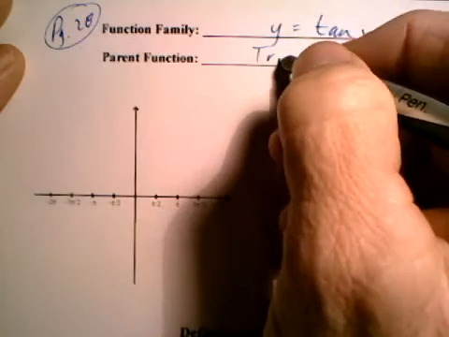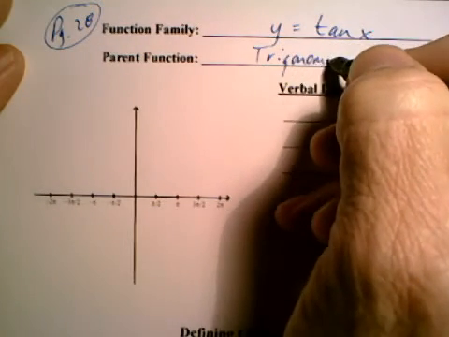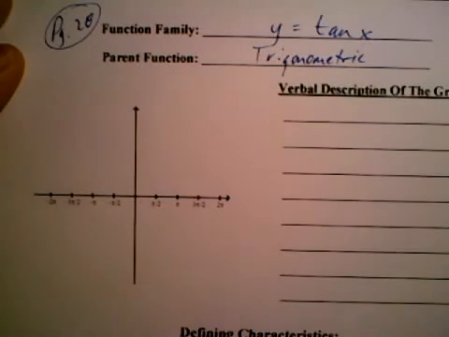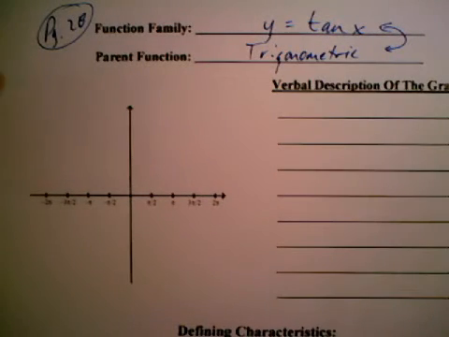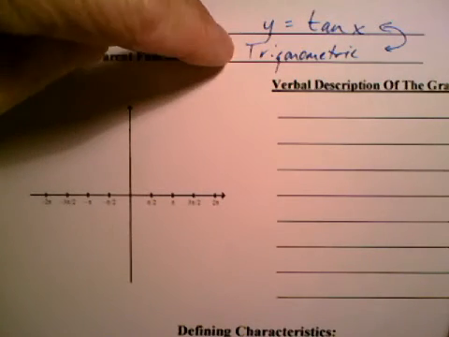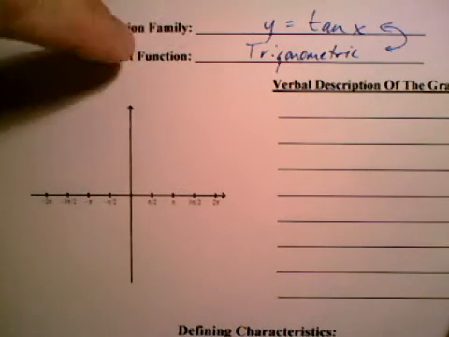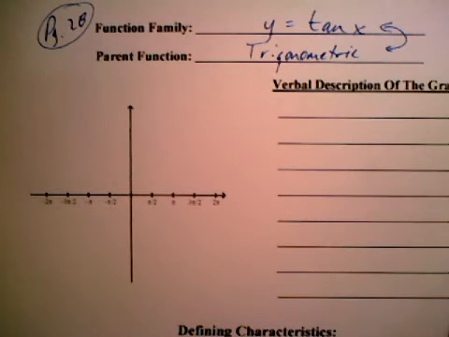Okay? So we have the trigonometric function family. Oh man, I've been messing this up. These should all be different. Switched. Trigonometric should be the function family. The parent function is y equals tangent x. I guess I did that on the other two as well. So my apologies to you.